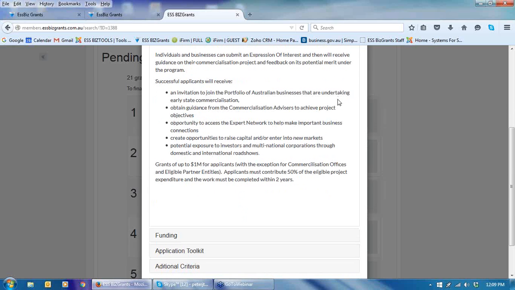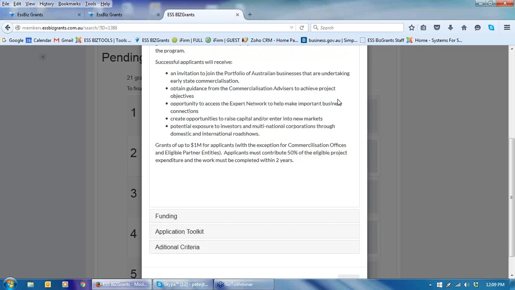So successful applicants will receive an invitation to be part of this overall scheme. There are some fringe activities. Successful applicants are invited into the export network, and some invitations will be given to them to participate in some investment pitches to business angels and to venture capital funds. Now, the grants can be up to $1 million with the exception of commercialization officers, and their grants are restricted to $250,000.